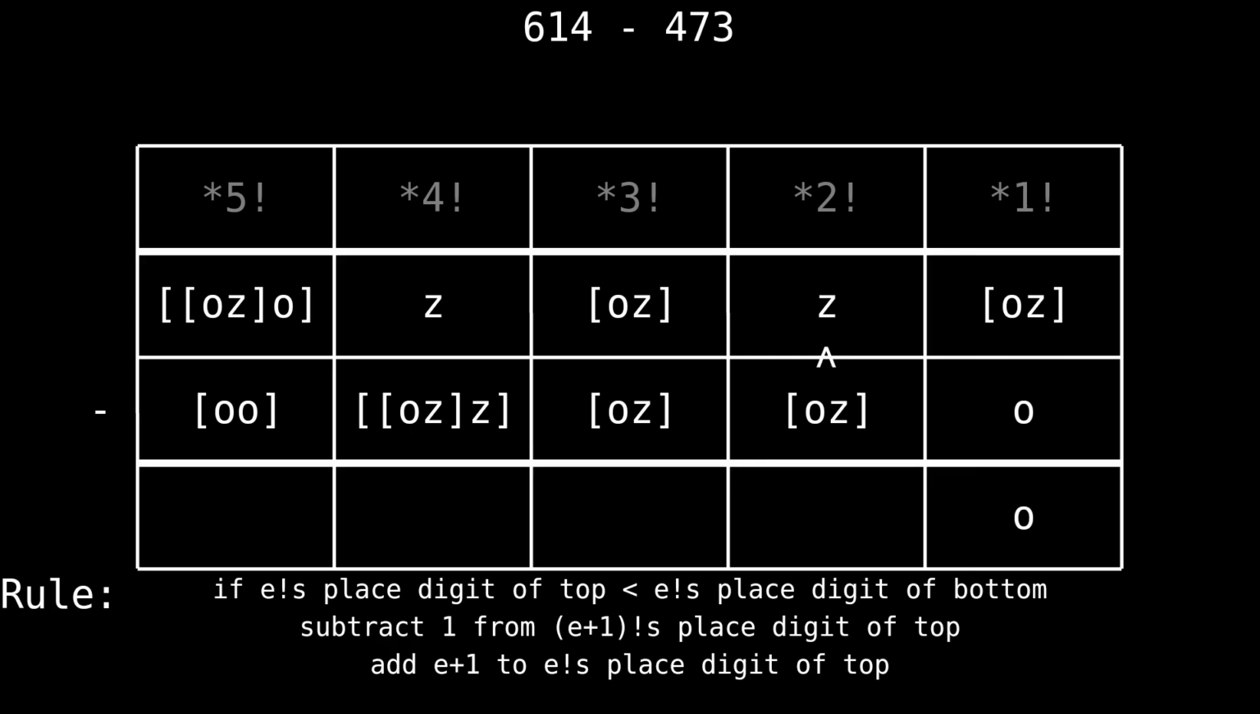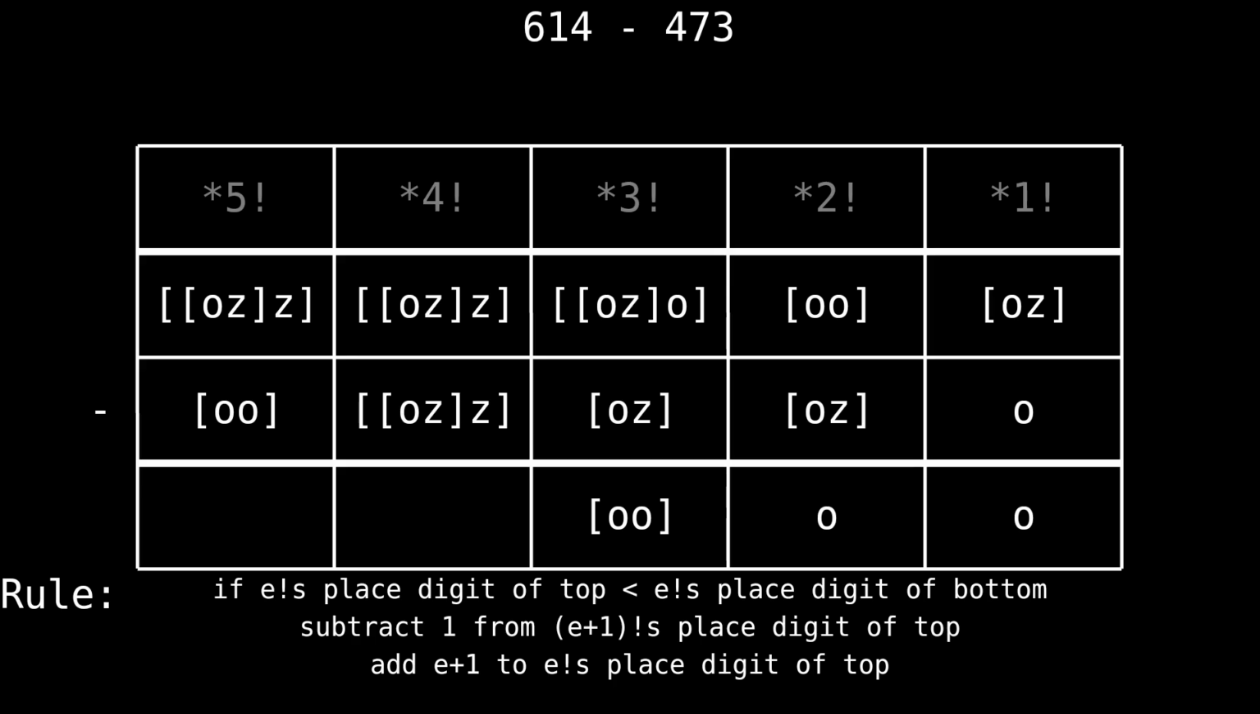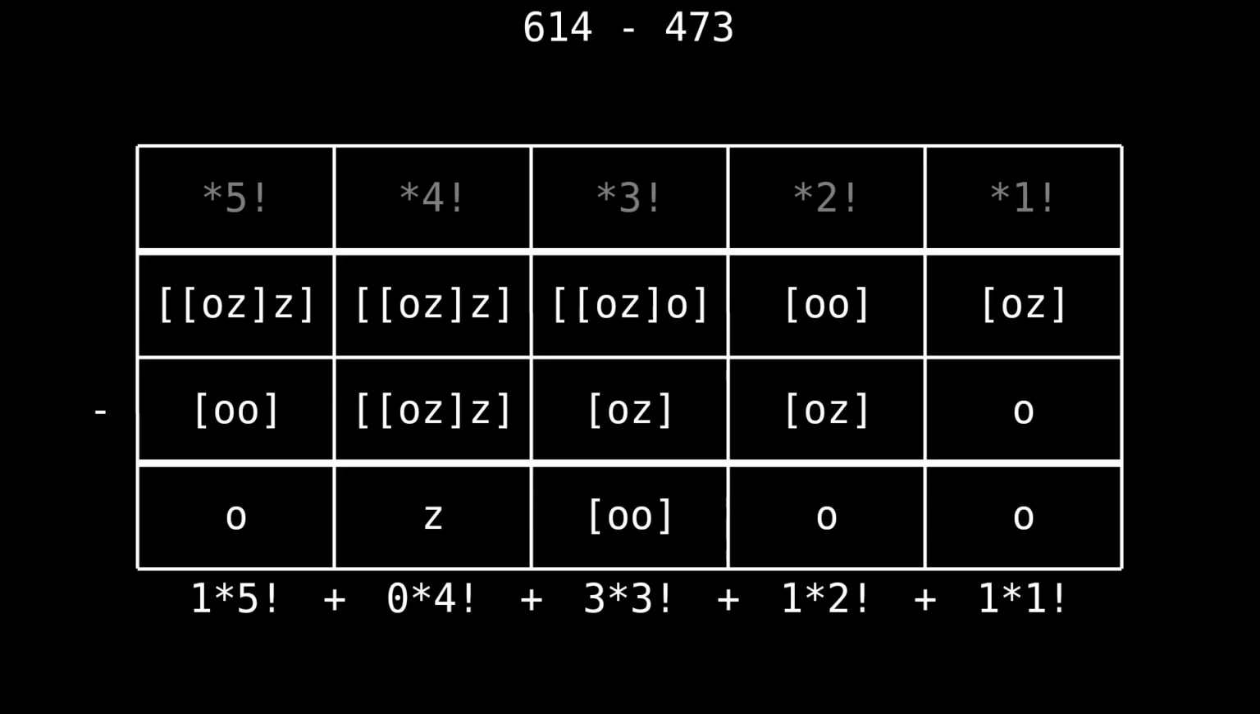0 is less than 2, so we take a 1 from the 3's place. 3 minus 2 is 1. 1 is smaller than 2, so we take a 1 from the... Nope, can't do that. The 4's place is empty. A 1 has to be taken from the 5's place first, and then we can take from the 4's place. 5 minus 2 is 3, then 4 minus 4 is 0, then 4 minus 3 is 1. This gives us the answer of 141 as expected.